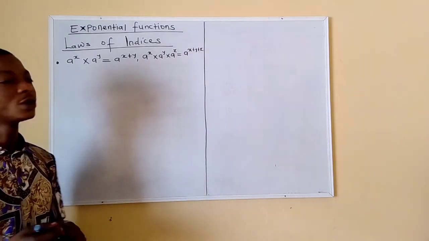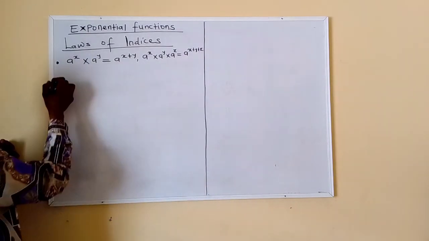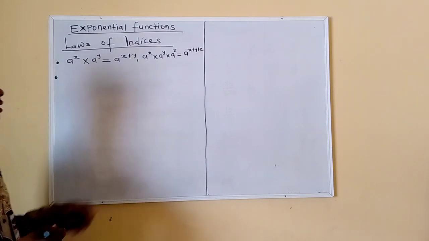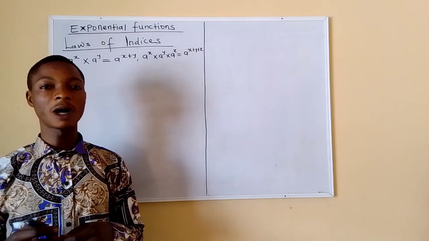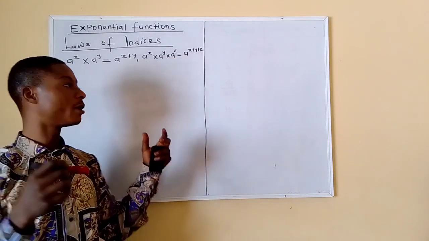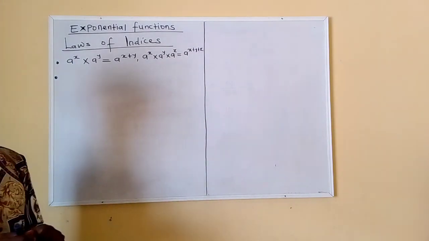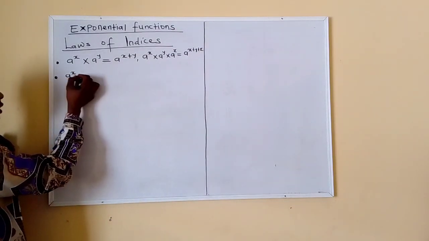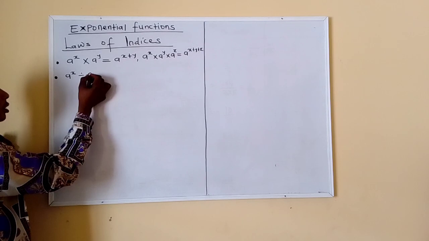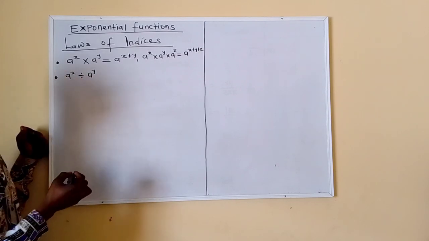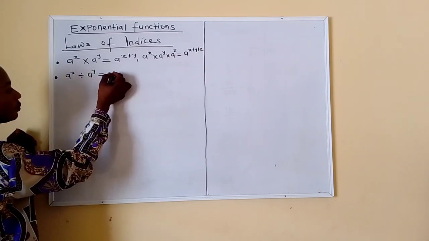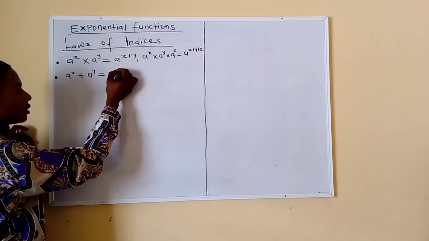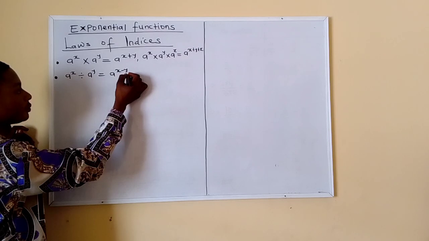The second law we'll talk about is the division law. The division law says that when you are dividing numbers of the same base, you write the base and then you subtract the powers. For example, if you have a raised to the power of x divided by a raised to the power of y, this will be equal to a common base a, then you subtract the powers, x minus y.